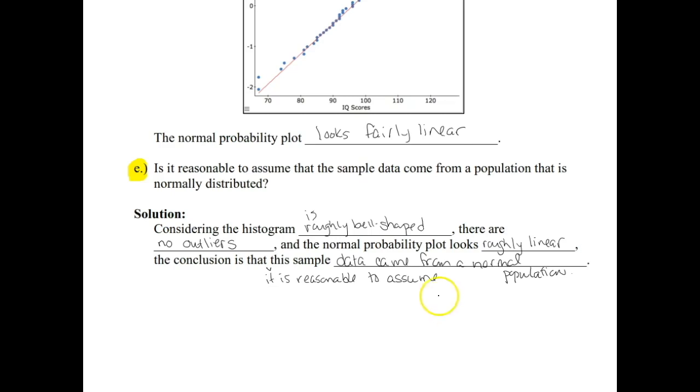So again, if we're asked to check for the assumption about a normal population, if we're given data, we're being asked indirectly to make three graphs. Make a histogram, see if it's roughly bell-shaped, make a modified box plot to make sure there are no outliers, and make a normal probability plot to see if it's roughly linear.